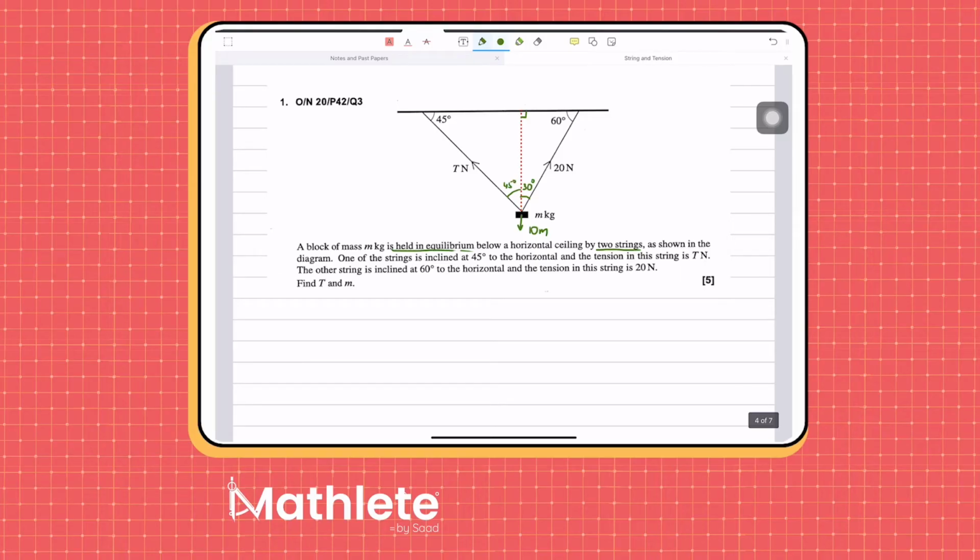Now what will be this component, the component of tension that's acting towards the right? This will be 20 sine 30, because it's the opposite side. What will be the component that's acting upwards? That's going to be 20 cos 30.